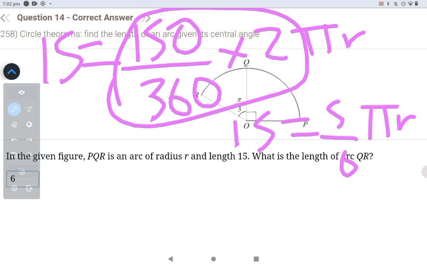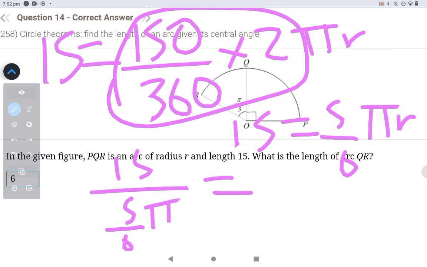Now we need the radius, yeah? That's the only thing we need. So just do 15 over 5 over 6 times pi. When you do it in the calculator, what do we get? We get 5.72, or 5.73, okay, yeah. Now that is the radius.